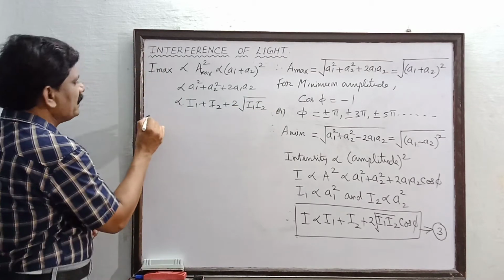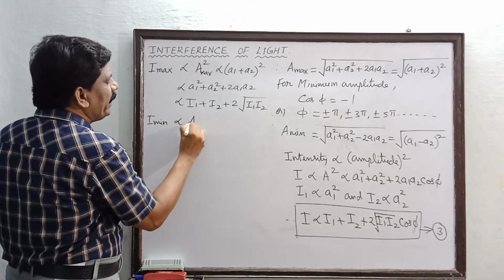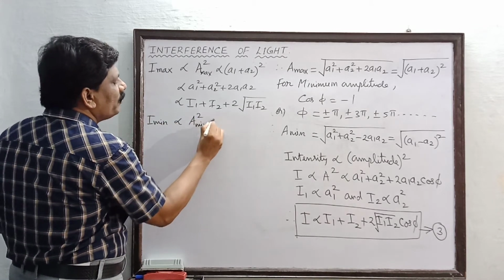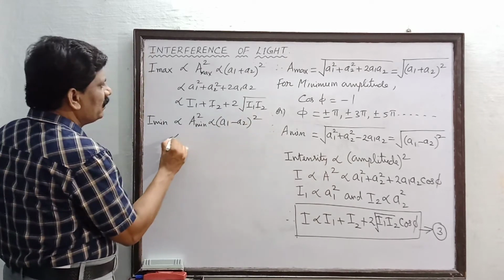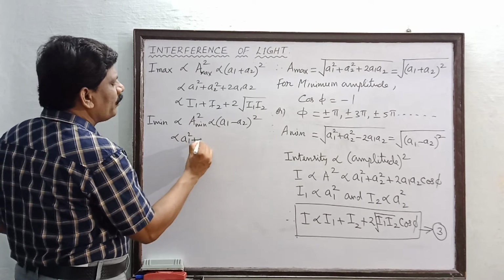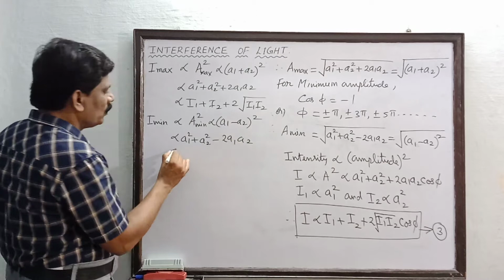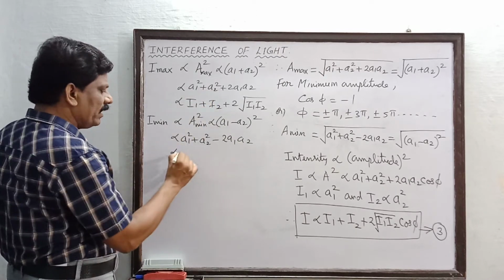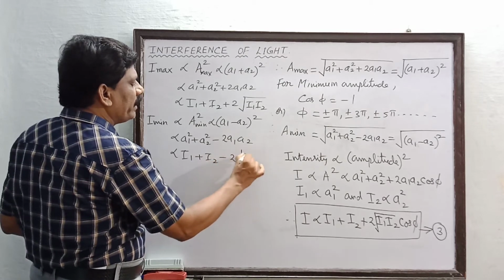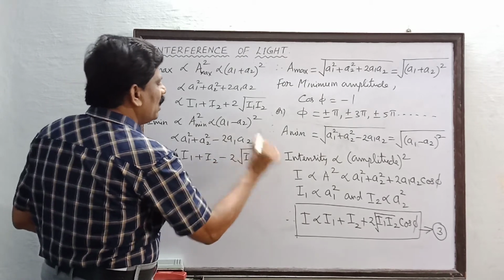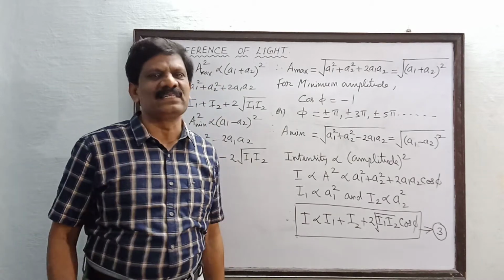Similarly, for the minimum intensity, I minimum is proportional to A minimum square, which is proportional to (A1 minus A2) the whole square, which is proportional to A1 square plus A2 square minus 2 A1 A2. Once again it is proportional to I1 plus I2 minus 2 into square root of I1 into I2. Once again these are very important for the competitive exams.